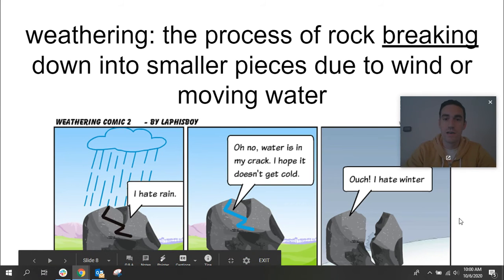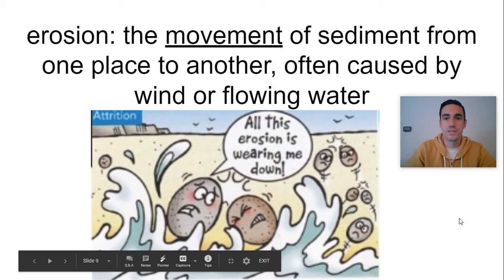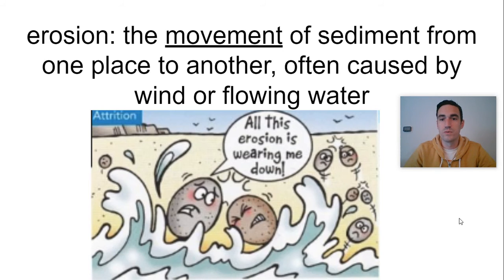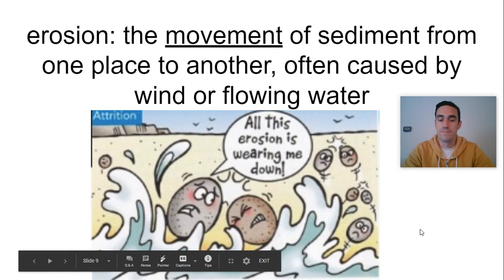And then you also have erosion, which is the movement of sediment from one place to another, often caused by wind or flowing water. So once again, weathering is the breaking and erosion is the movement. They usually go together because if water is breaking down a rock, it's also going to move that rock away.